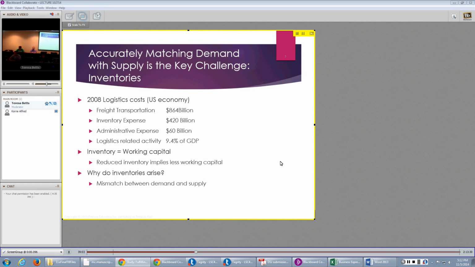If you talk about inventories, 2008 logistics costs, so these are dated because I haven't got an updated version of the textbook just because I think that's expensive and not changed that much. Freight transportation in 2008 was $864 billion. Inventory expense was $420 billion. Administrative expense was $60 billion. Logistics-related activities were 9.4% of GDP.